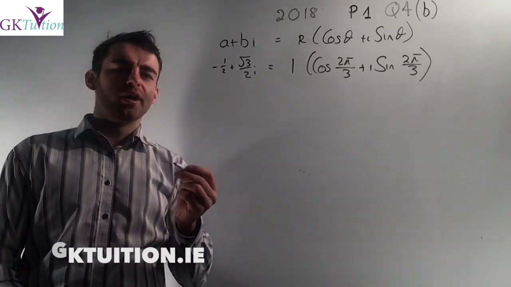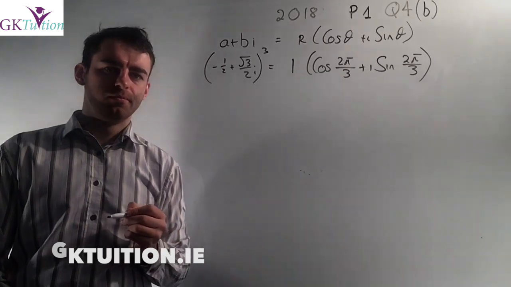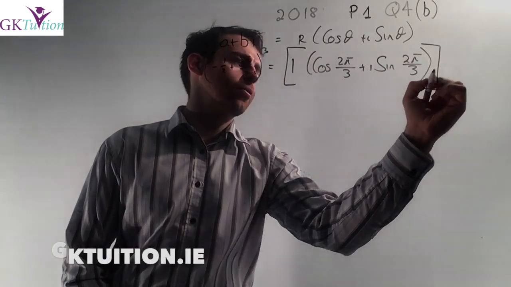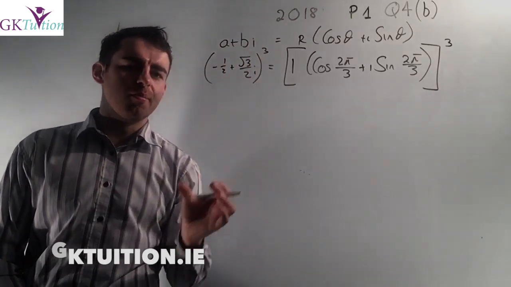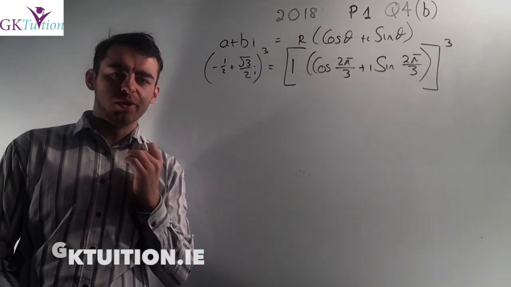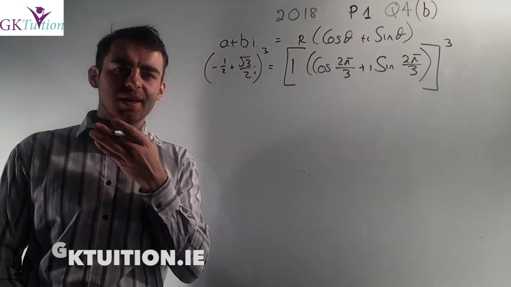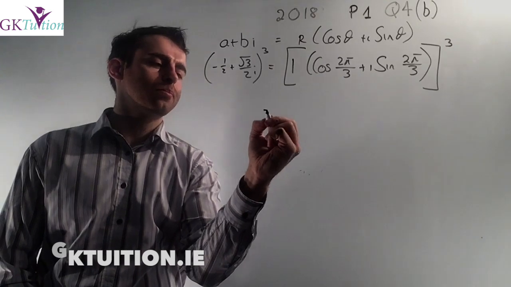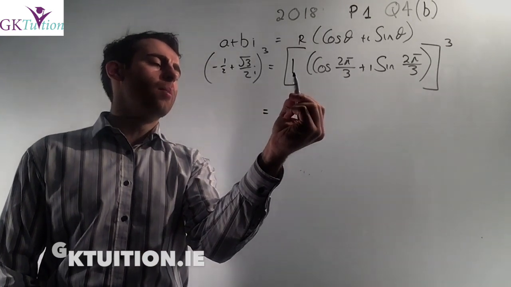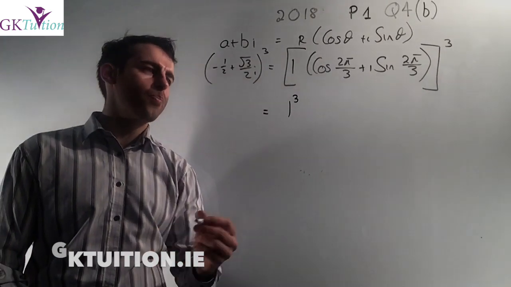The question was to get this complex number to the power of 3. Once you have a complex number in polar form and you're getting it to a power, this is where you can apply your de Moivre's theorem. So if you just look up at what we did in part A, we're just going to apply that rule. If I apply de Moivre's theorem here, it becomes my modulus to the power of 3. So it becomes 1 to the power of 3.